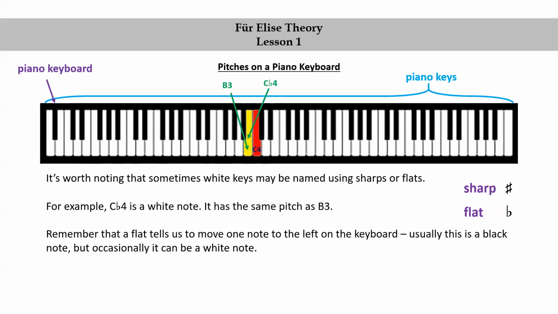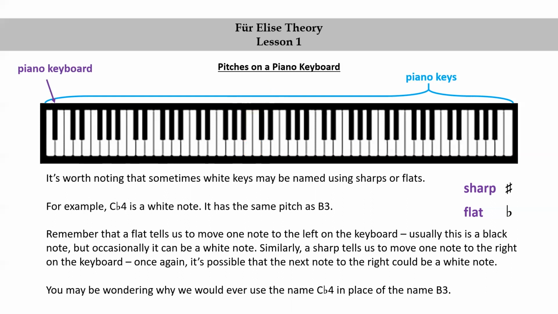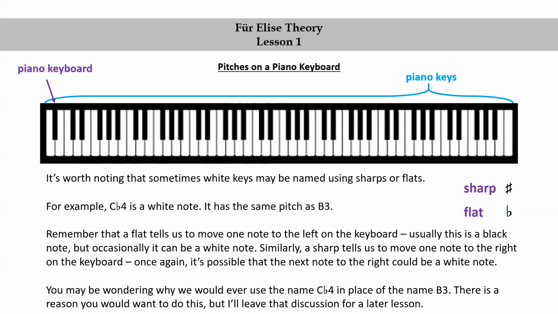Remember that a flat tells us to move one note to the left on the keyboard. Usually this is a black note, but occasionally it can be a white note. Similarly, a sharp tells us to move one note to the right on the keyboard. Once again, it's possible that the next note to the right could be a white note. You may be wondering why we would ever use the name C flat 4 in place of the name B3. There is a reason you would want to do this, but I'll leave that discussion for a later lesson.